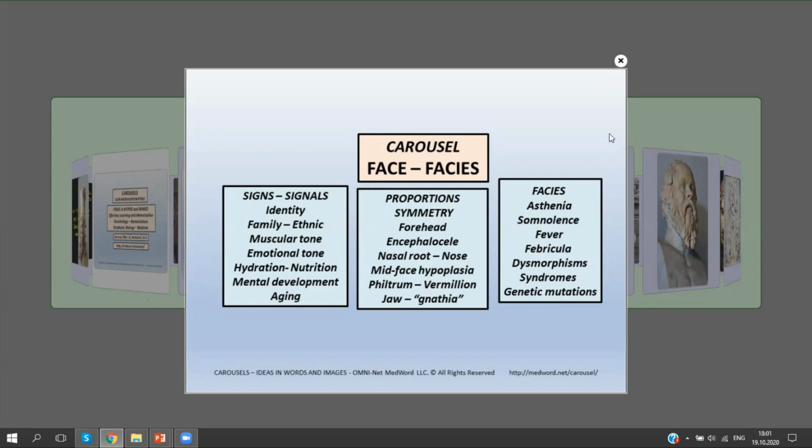In addition, the face can be symmetric or asymmetric, and different parts of the face can be distorted, that is dysmorphology. For instance, the mid-face can be underdeveloped or hypoplastic, or the philtrum, or the vermilion, or the jaw, and so forth. The clinician can suspect that a patient has asthenia, is tired and has no energy, or is sleeping, or is febrile, or is maldeveloped in the sense that the face is dysmorphic, the morphology of the face is altered, and so forth. Let's go to the next.